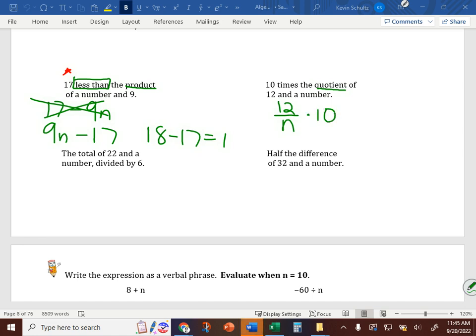Okay? You can also write this as 10 times 12 divided by n with multiplication. Order doesn't make a difference. You get the same answer either way. But the important thing is you are dividing 12 and n first. Okay? You are dividing 12 and n first.